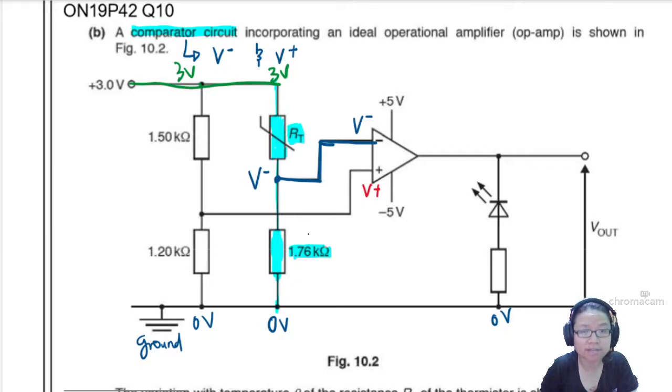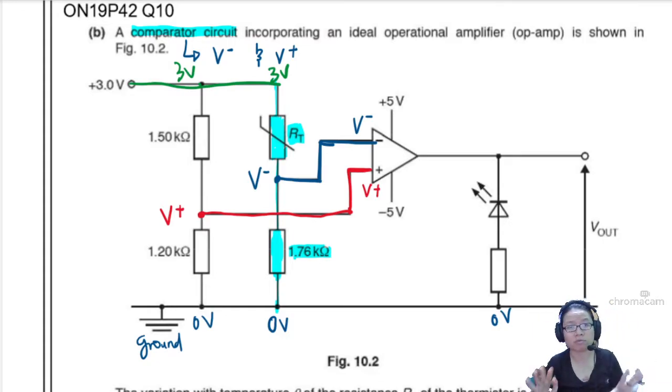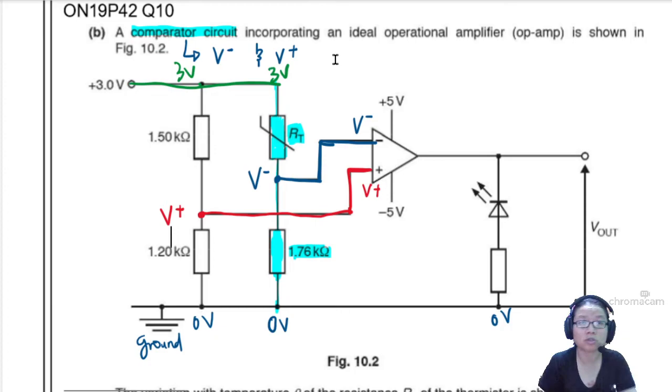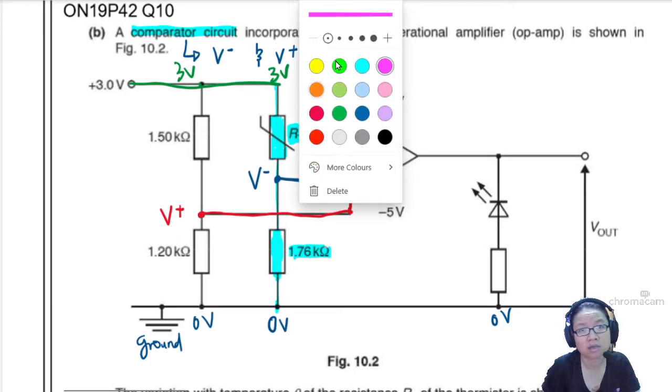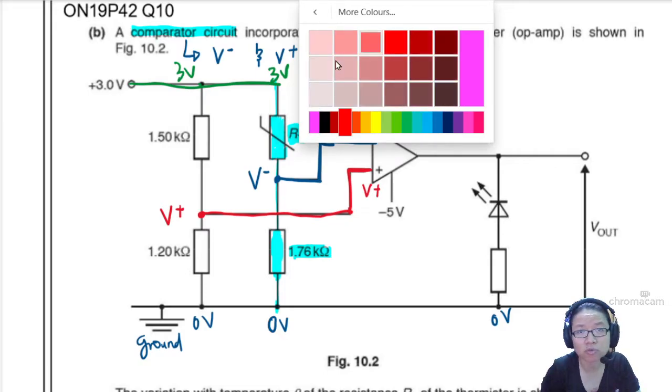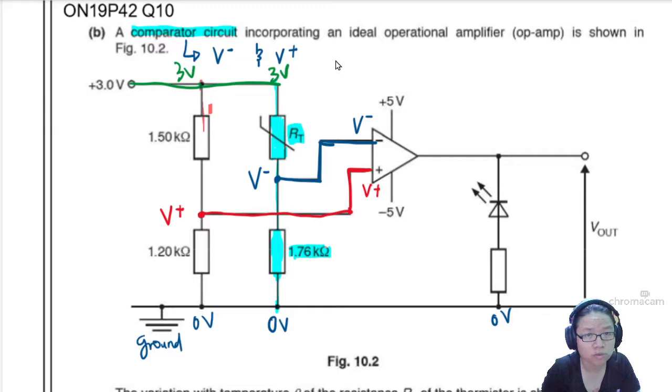Where is the non-inverting input V plus? If you draw the connection, you will see that V plus is connected to the second potential divider circuit. So there are 2 potential divider circuits. Don't worry, always try to separate out the branches. The first branch is V minus, connected to this blue color branch. And V plus, the non-inverting input, is connected to the red color branch. I guess I could try to find some red to highlight for you. Let's see, this one. So this is connected to this. But the total potential across these two resistors is still 3 volt because it's connected to the same supply and the same ground. So this is another branch.